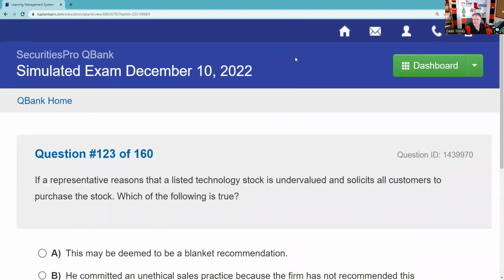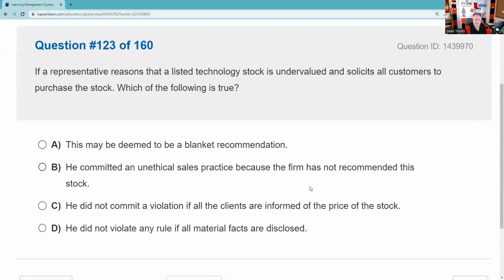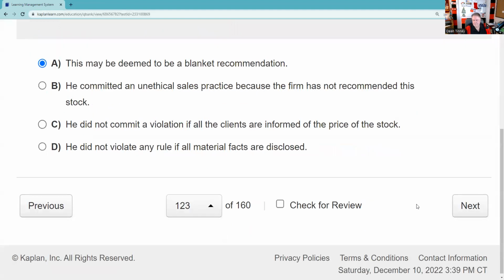123. If a representative reasons that a listed technology stock is undervalued and solicits all customers to purchase the stock, well, in most circumstances, the customers are going to be unique in terms of their situation. So in most situations, we don't make blanket recommendations. I say, listen, after the seminar, why don't you make an appointment and we'll see what your unique situation is. And so yes, this sounds like a blanket recommendation, A.